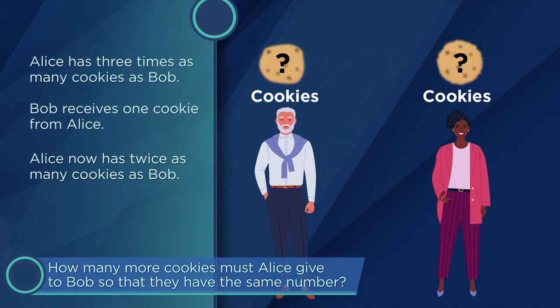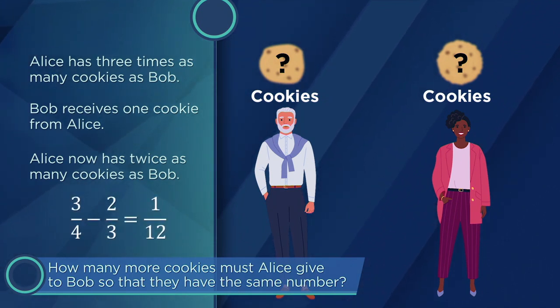That means that 1 cookie represents the difference between 3/4 of the cookies and 2/3 of the cookies. But 3/4 minus 2/3 works out to be 1/12. In other words, one cookie represents 1/12 of all the cookies, which means that there are 12 cookies in all.